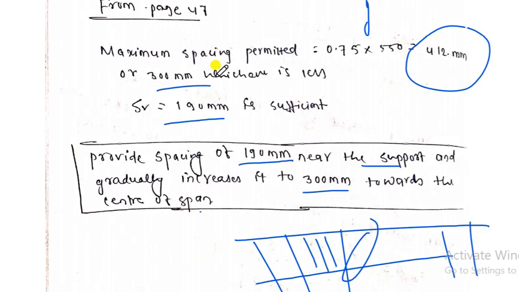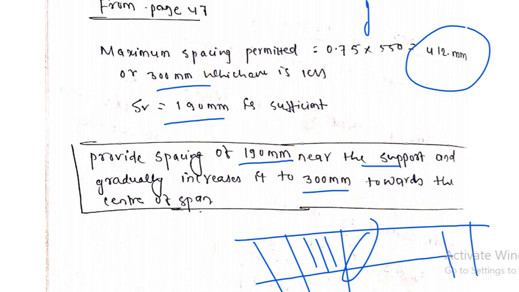So we have already designed the required vertical stirrups. In the questions, if it is given to check for deflections, then you need to do the deflection check as usual, as I have explained in the singly reinforced beam. In these questions, it is not given to check the deflections, so we will not do all these things. If it is mentioned in the questions, then you need to follow the steps.